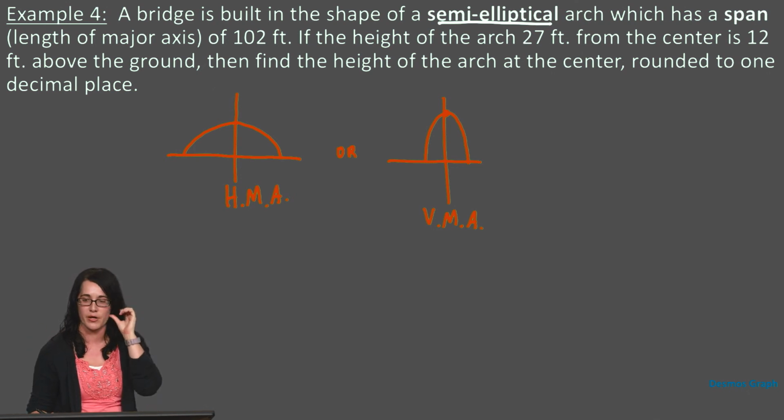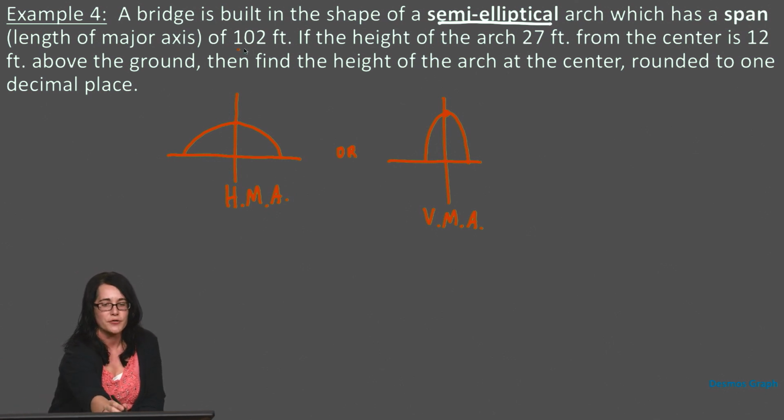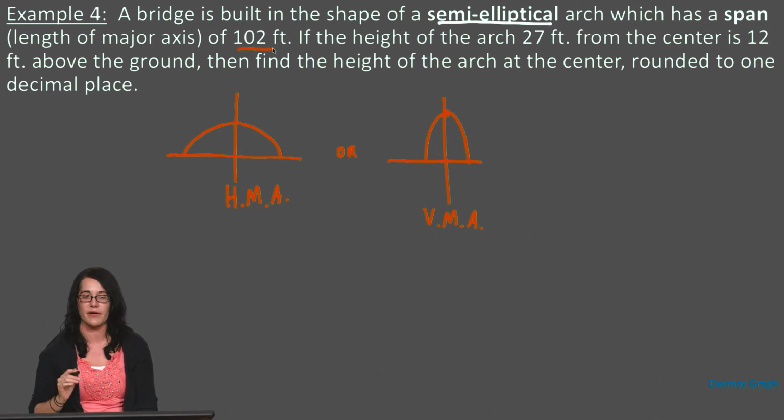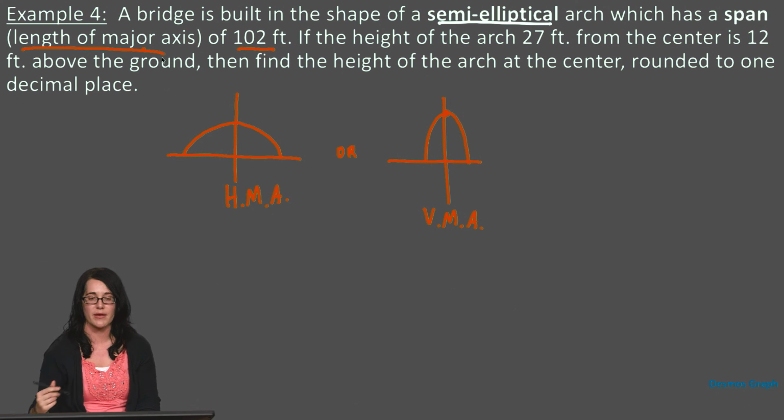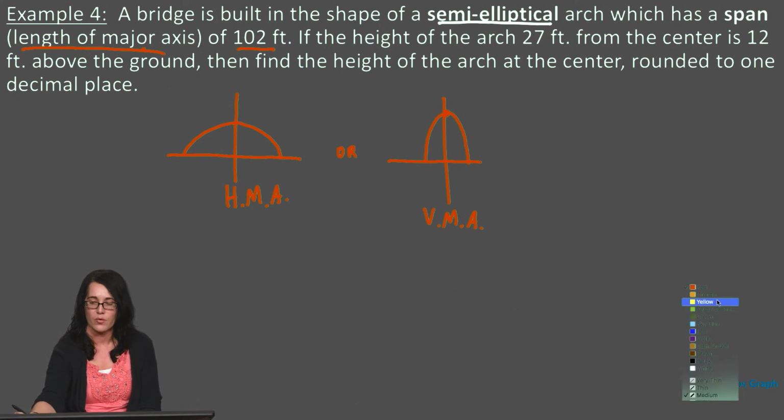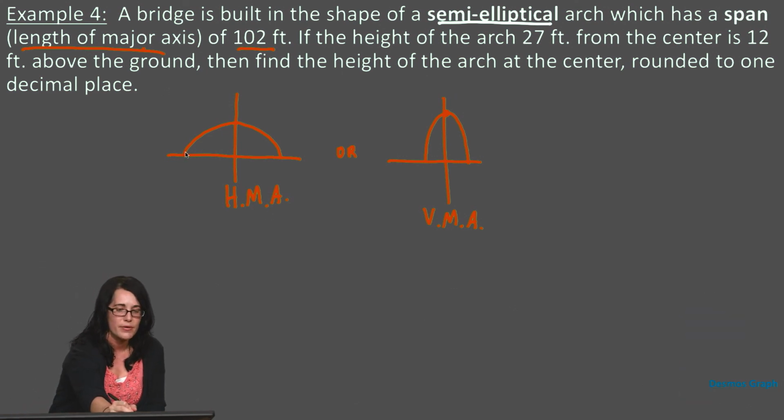What else do we know? It says the span, and again, the span means the length that the whole thing spans from the left to the right, okay? So the span is always horizontal in nature. The span is 102 feet. Well, they've also been very kind. They've said that is the length of the major axis, haven't they? By them telling you that the span is your major axis length, well, that's really good news because now we know that from here to here is my major axis, right? This is called my span.